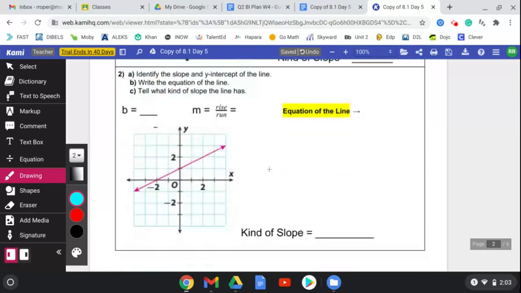Number 2, same 3 parts here. Identify the slope and the y-intercept, write the equation of the line, then tell what kind of slope the line has. So first, let's identify B, the y-intercept. Where does this line cross the y-axis? Well, here's the y-axis, the up and down axis. It crosses right here. And so what point is that?